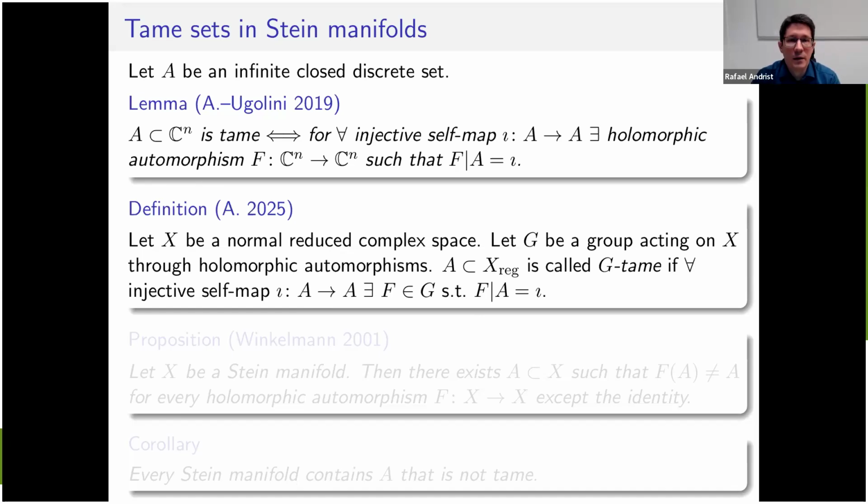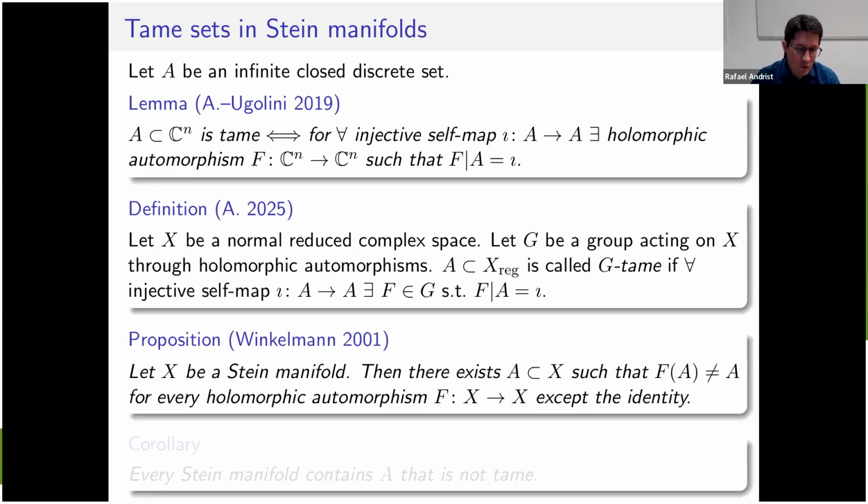Now we have this definition. And in general, it's not clear that tame sets exist, right? Because you have to construct a set where this property is satisfied. But we did that for a large class of examples. For example, if you take a linear algebraic group and then a homogeneous space of a linear algebraic group, as long as the space has dimension at least 2, it will contain a tame set.